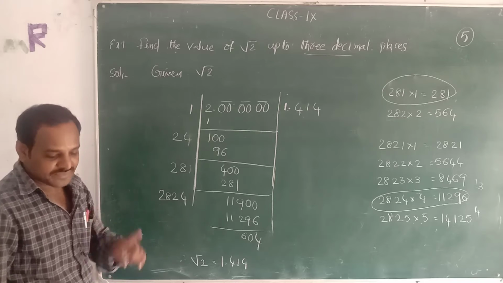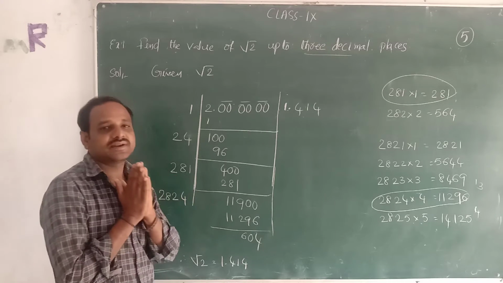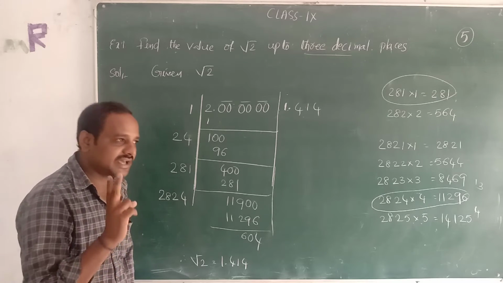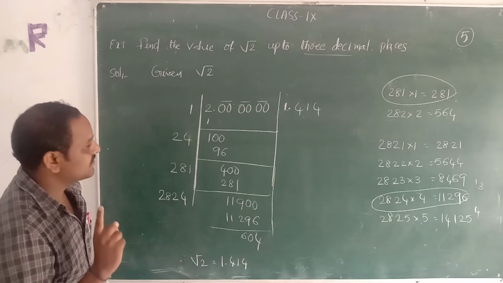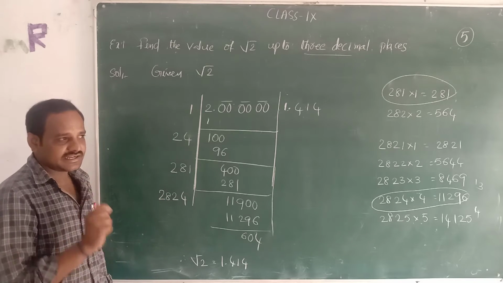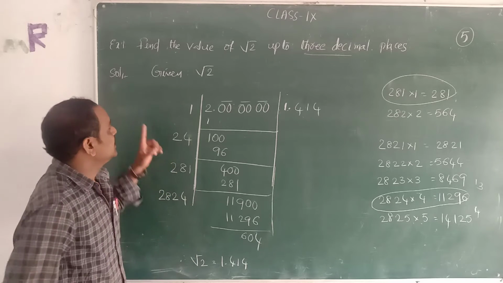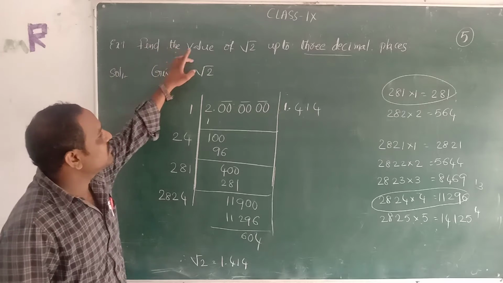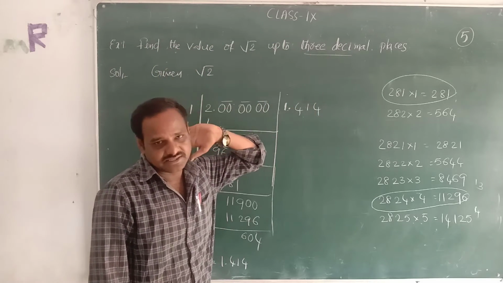Did you understand? Once again listen carefully, and this type of problems are important for 4 marks. Sometimes he will ask for 2 marks also. Okay? Right? Listen once again carefully. In the irrational numbers, from that second concept, here first type 1 problem is find the value of root 2 up to 3 decimal places, he asked us.